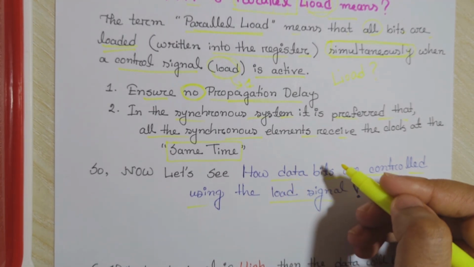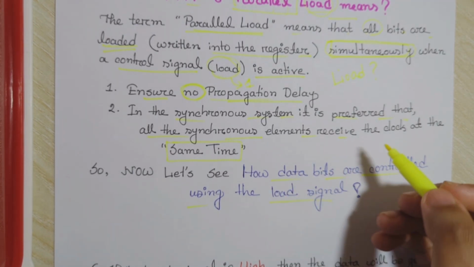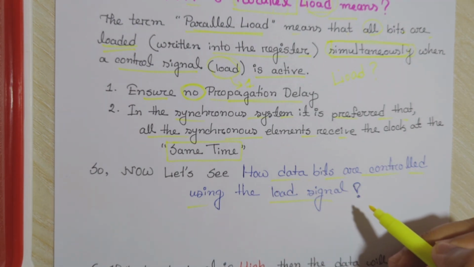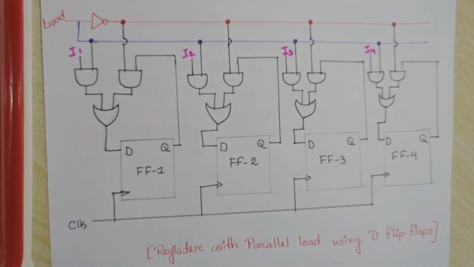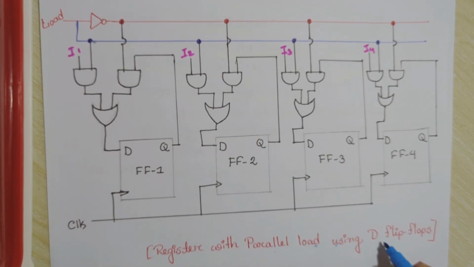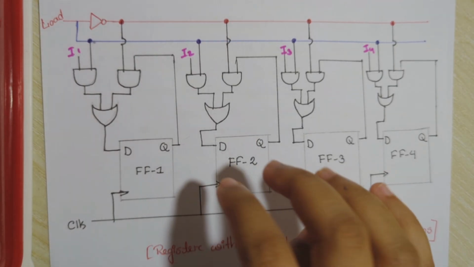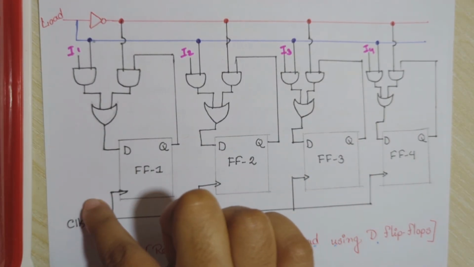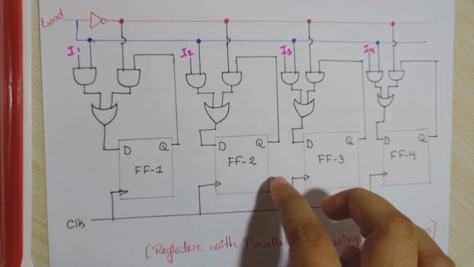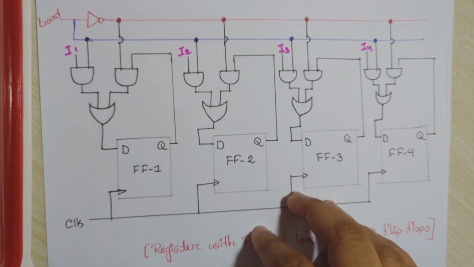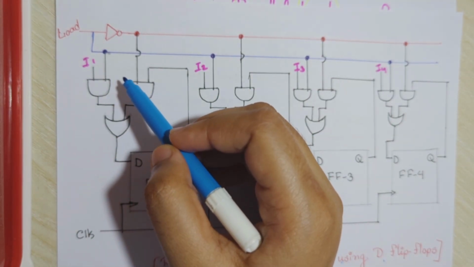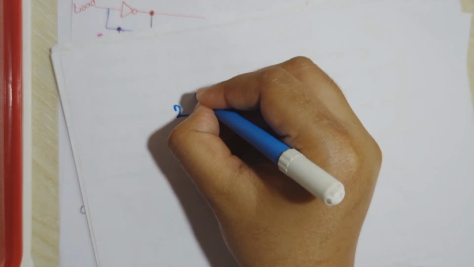Now let's see how data bits are controlled using the load signal. What does this load do? This load mainly controls our data signal. This is a circuit diagram of a register with parallel load using D flip-flops. Here we have used 4 D flip-flops and one single clock pulse that is applied to all the flip-flops at the same time. Now let's see how this load works. As we have two conditions.